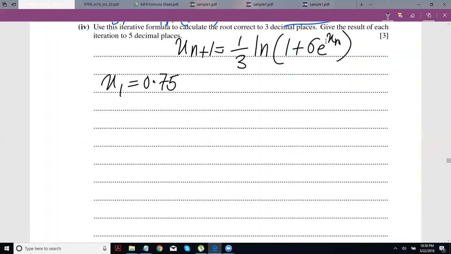Anyhow, iterations are just simple. You take this, you input it into the x value here, you get x2. The output that you get is x2. You input that again, you get an output that is x3. You can input that again, and you keep going till you get two values that are identical to 5 decimal places. So I'll just skip over that.